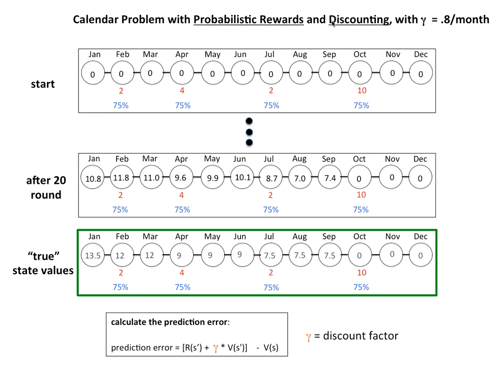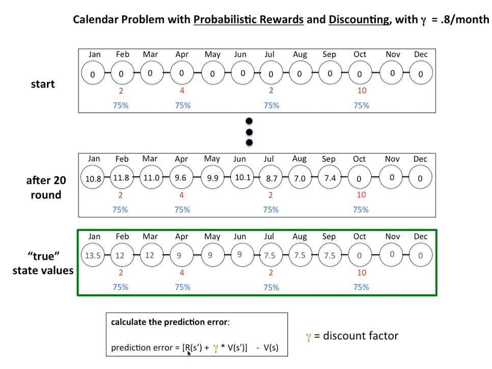Let's say you have discounting of the future, so that a reward, let's say, of 10 that is received in October has just 0.8, that is 80% of the value if it's received in September. In that case, what you do is you make a small modification to the calculation of the prediction error.